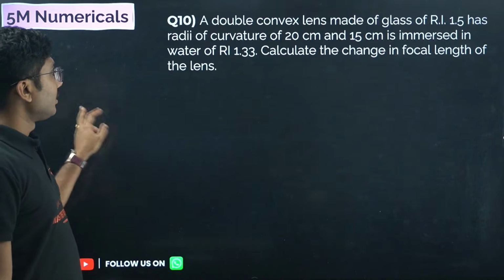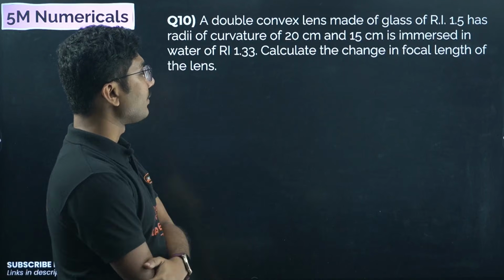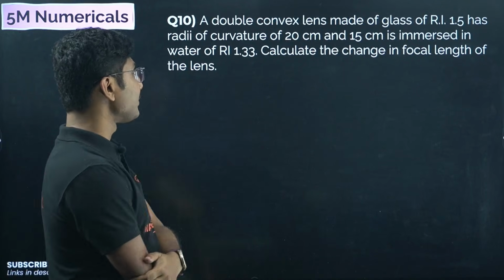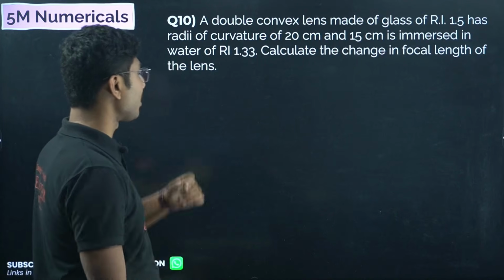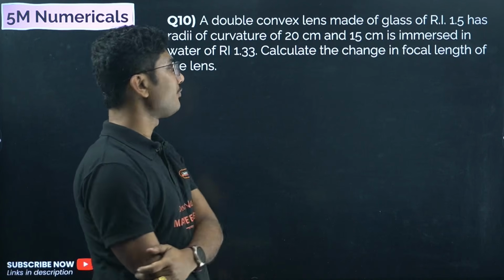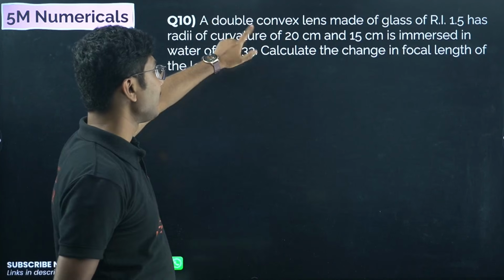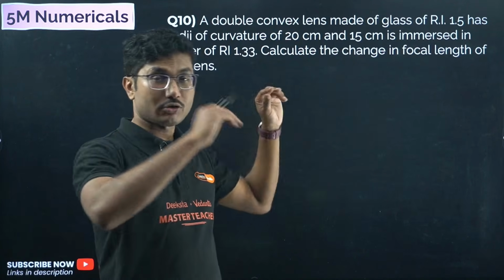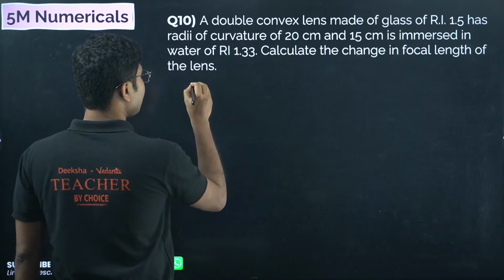Okay, now next, a double convex lens made of glass of refractive index 1.5 has radii of curvature 20 centimeter and 15 centimeter, and is immersed in water of refractive index 1.33. Calculate the change in focal length of the lens. So first of all, in this particular question, both radii of curvature are not the same. So you cannot use the shortcut formula that we used in the previous problem. So here we have to start from the beginning.